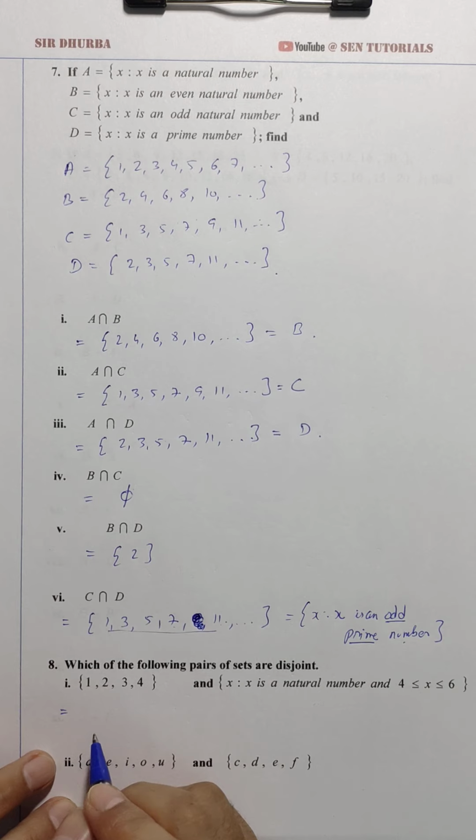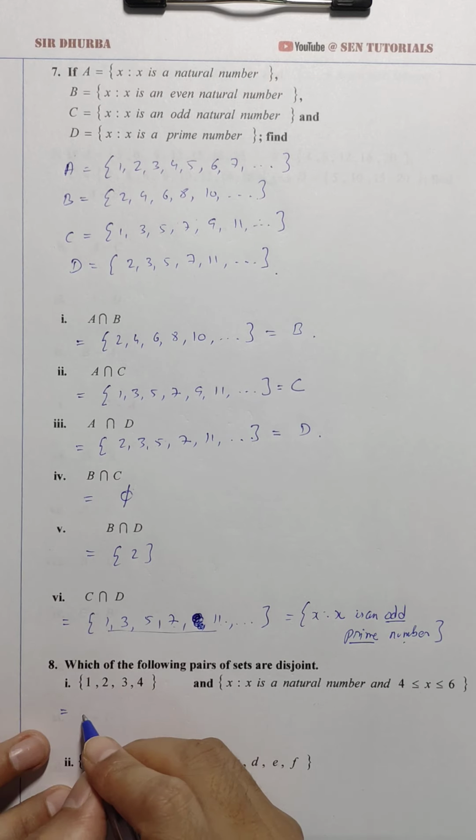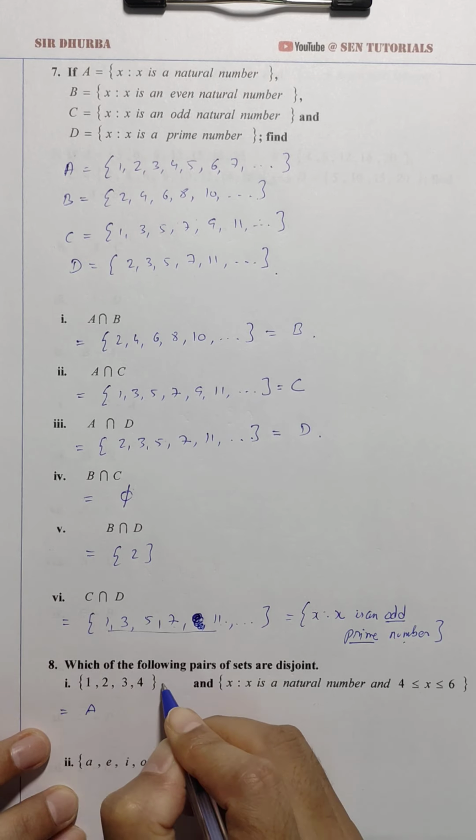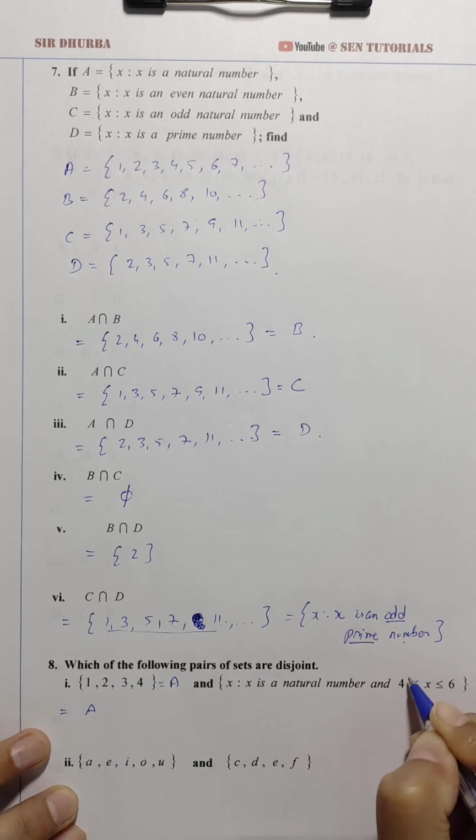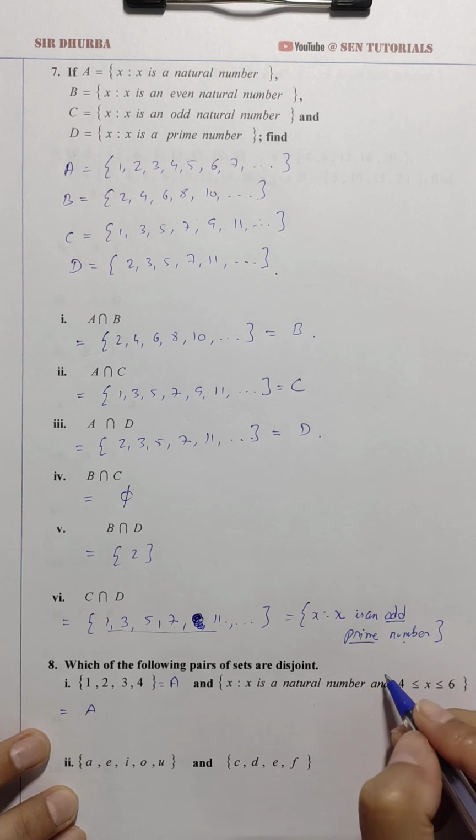Number 8. Which of the following pairs are disjoint? So let this be the set A and let this be our set B. Okay.